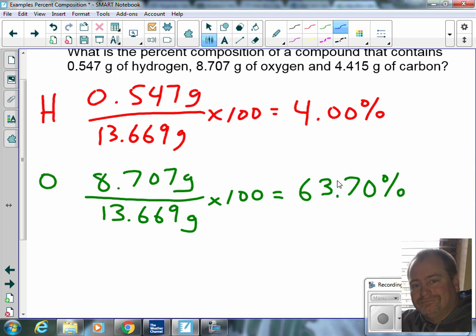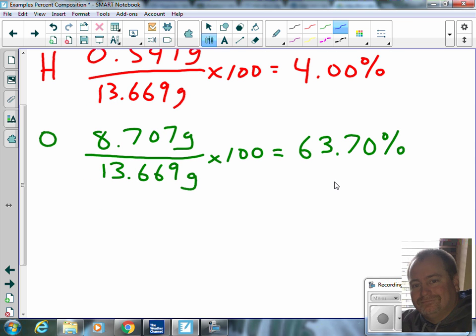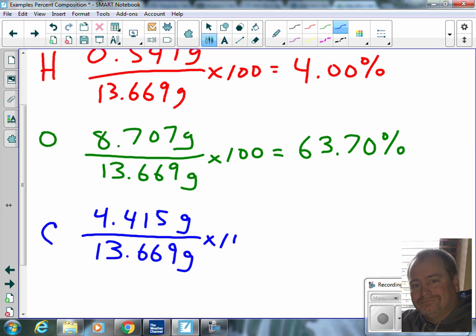Extend the page up a little bit. I'm going to go back up. I forgot it was 4.415 carbon. So carbon is 4.415 grams. When I take 4.415 divided by 13.669, multiply it by 100, I get 32.30%. Once again, I'm going to check it by adding those three values together. And once again, I get 100%.